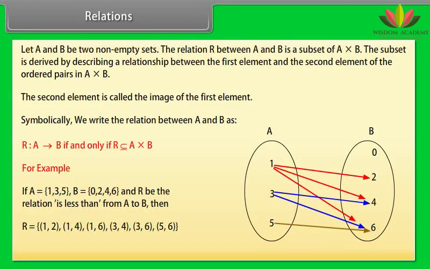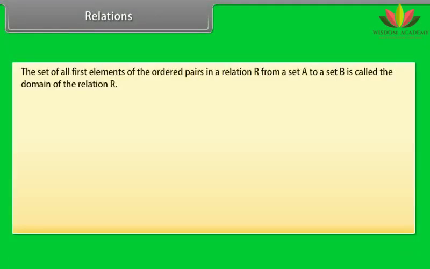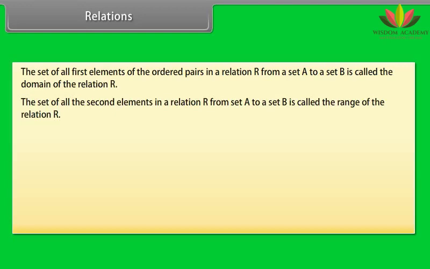The relation R from A to B is represented by arrows. The set of all first elements of the ordered pairs in a relation R from a set A to a set B is called the domain of the relation R. The set of all the second elements in a relation R from set A to a set B is called the range of the relation R. The whole set B is called the codomain of the relation R.